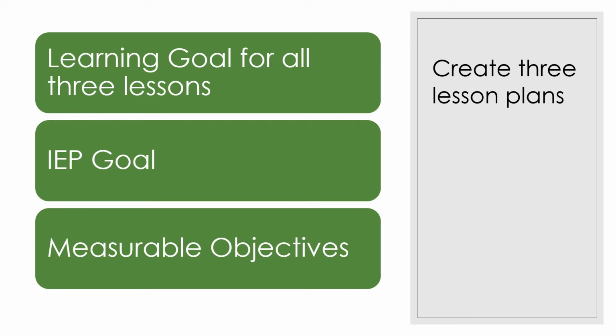And then you're going to create measurable objectives. So these all need to be aligned: their learning goal, the IEP goal, and the measurable objectives for the 3 lessons. You only need 1 objective per lesson.